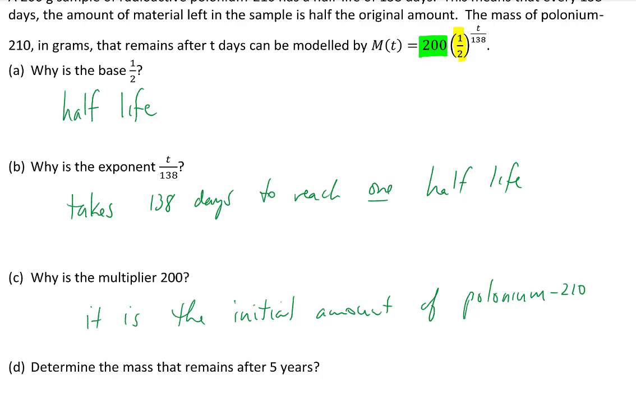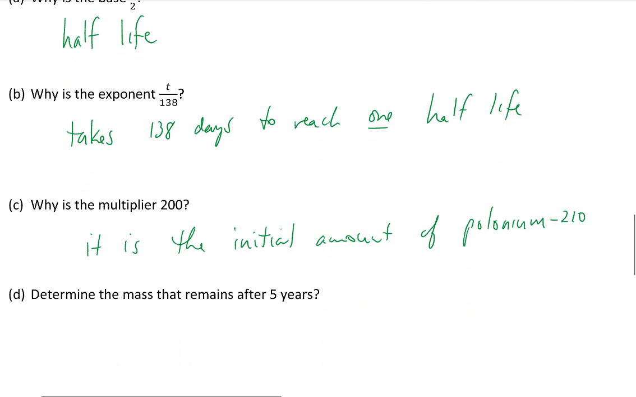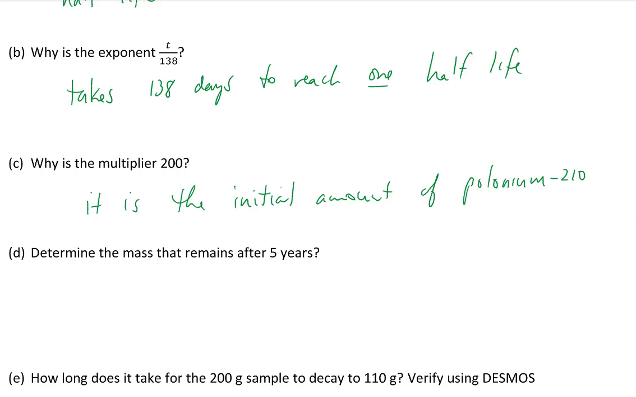So using this equation, let's answer a couple questions. So first of all, determine the mass that remains after 5 years. So remember, this is our t value. So our t value, which equals 5, remember our formula is using days, so it'll be 5 times 365. That gives us 1,825 days.